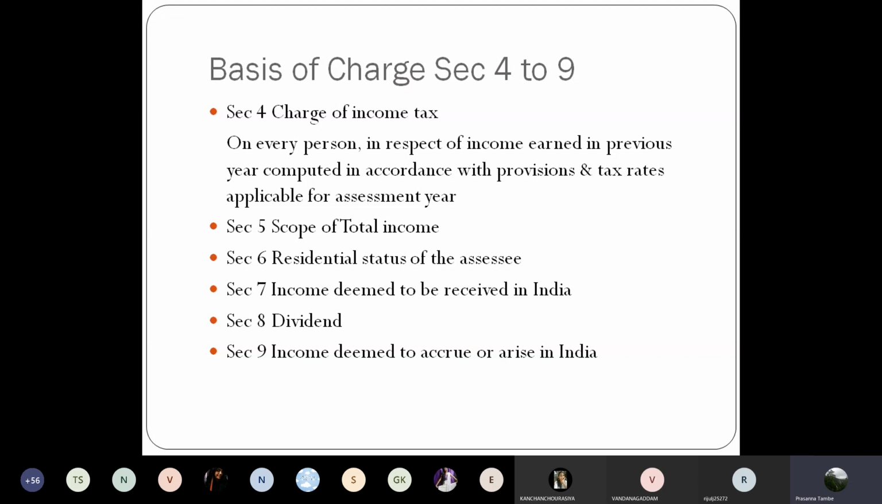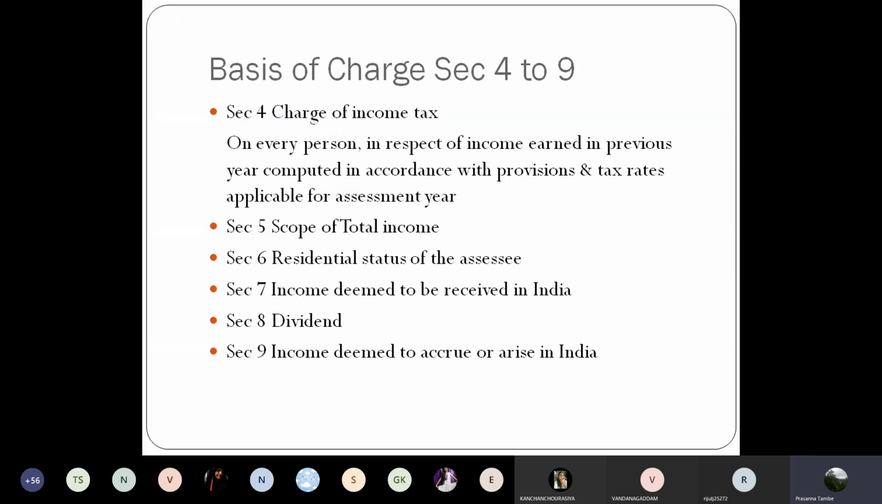Now we will begin with section 4. Section 4 is basically the charge of income tax. What does section 4 say? The charge of income tax is in respect of every person. That means every person is subject to the levy of tax. The charge of income tax is to be levied on every person. Nobody can escape, every person.